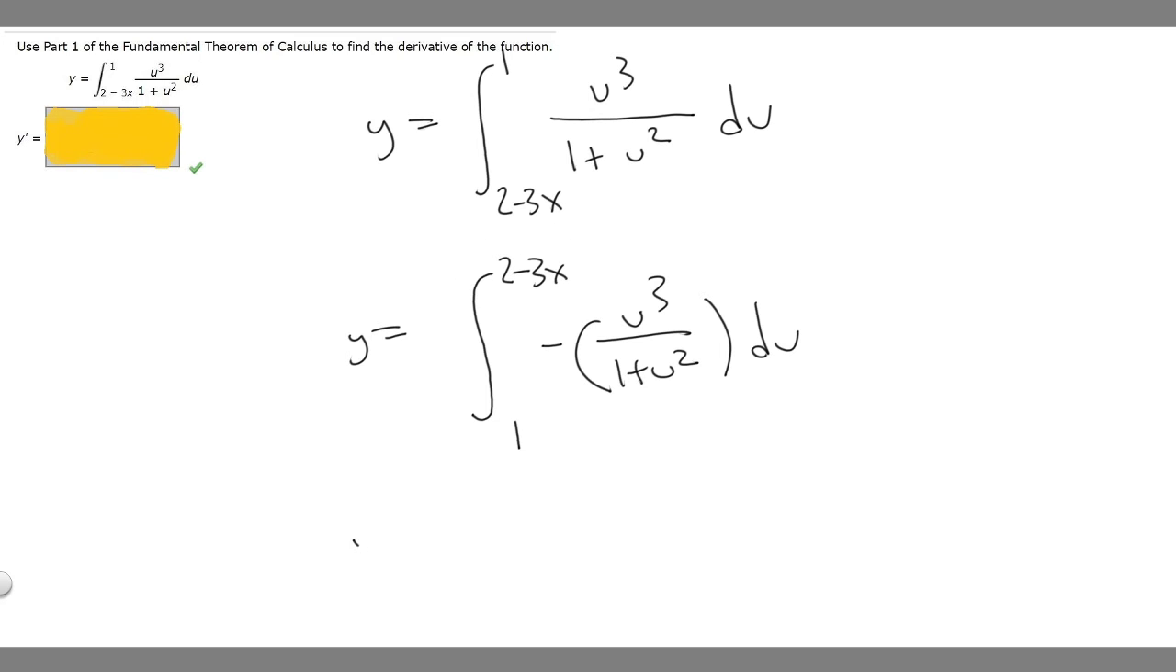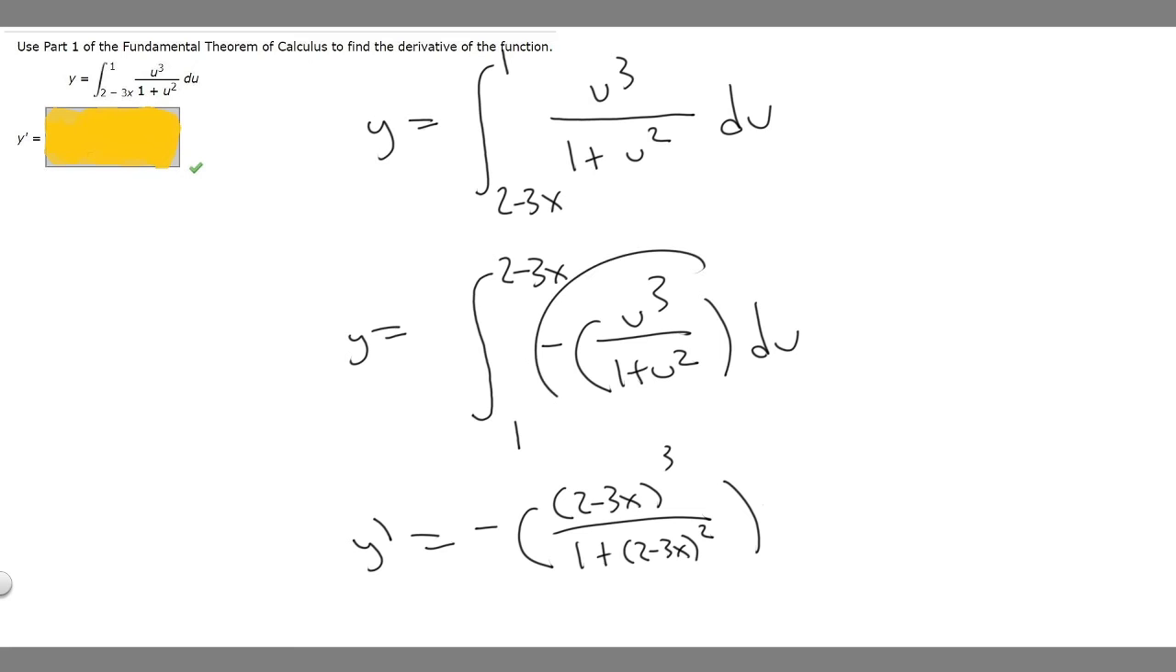So y prime is going to be equal to this, but with respect to this. So minus, so replace u with this. So 2 minus 3x cubed over 1 plus u squared. Or instead of u, we put 2 minus 3x squared. Right? So we replace it with that, and then we got to multiply by the derivative of 2 minus 3x.